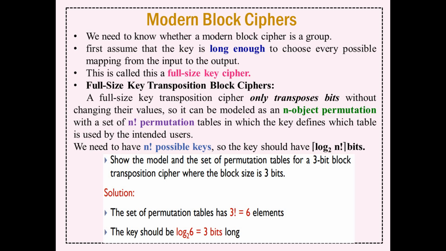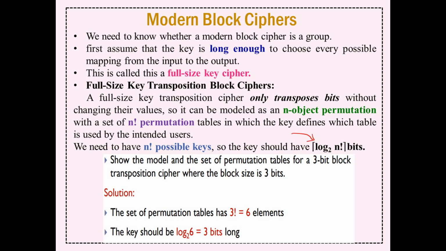Now what does that mean? The full size key transposition only transposes bits without changing their values. That we have already discussed. So there will be a block called n-object permutation. Please make a note of this: an n-object permutation, with a set of n factorial permutations, which will give us the final result of the key, which is given over here.